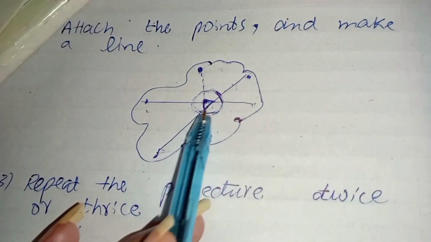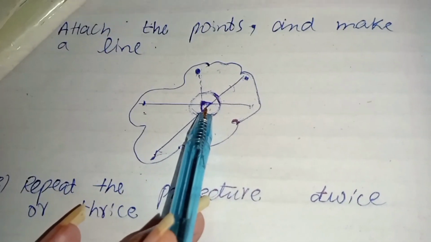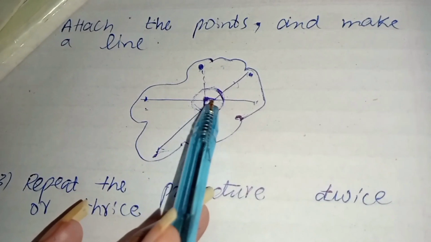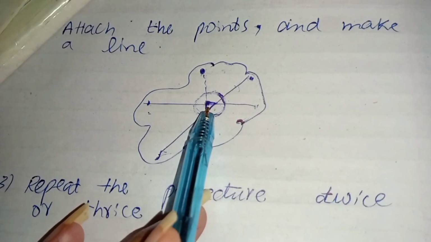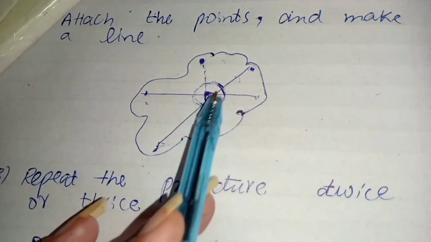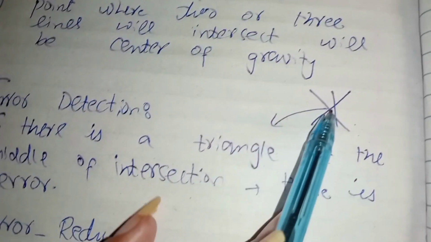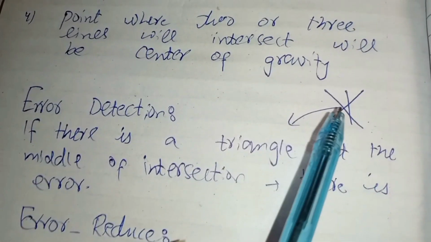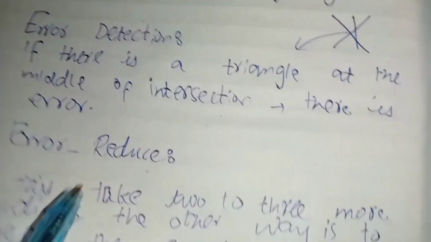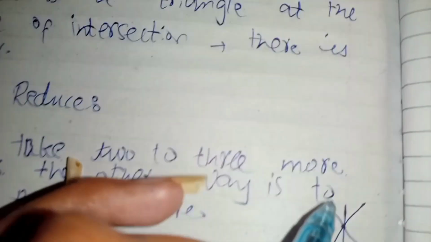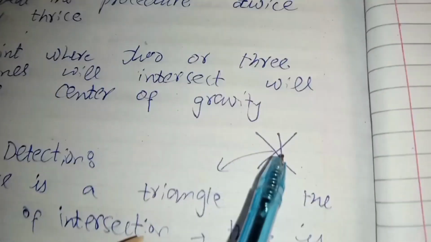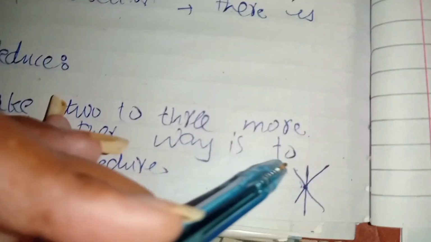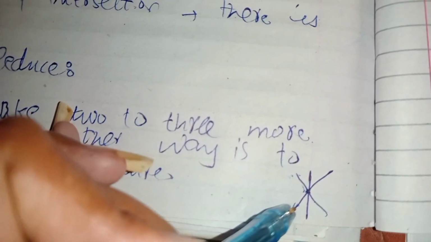Otherwise, if you have got a triangle at the center, this is not a center of gravity. Center of gravity can't be 3 points. It is the only single point where whole weight is concentrated. So to detect the error, you will check whether there is a triangle at the middle. If it is, then you will reduce the error. You will have to take 2 to 3 more readings to get a single point like this. This would be the center of gravity. In case you have not got any triangle at the center, then your readings are good to go. You have performed the experiment well.